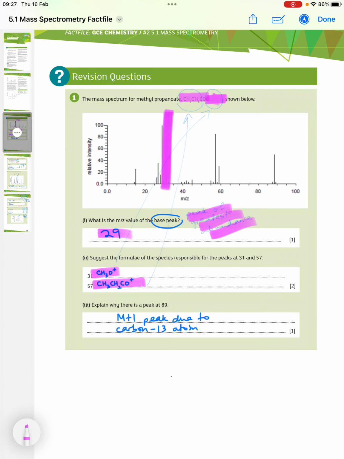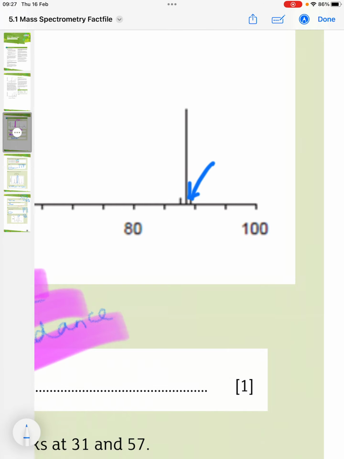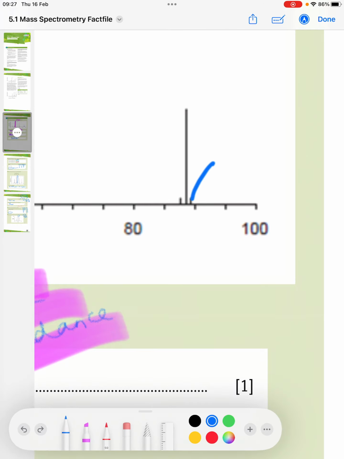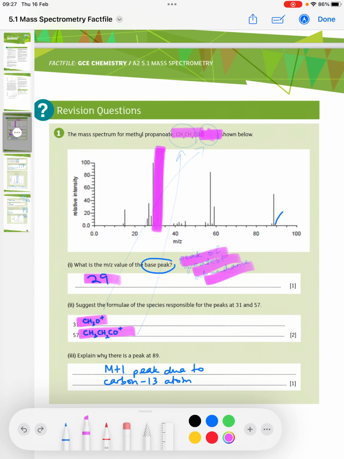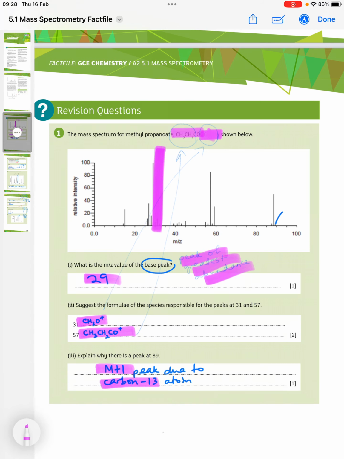Then explain why there is a peak at 89. So there's three little peaks there, and one of them, the one at 89, is very small. You can just see it there. Let's see. There it is. And when you get a peak which is one above the molecular ion, you know that that's the M+1 peak, and it's due to the presence of a carbon-13 atom.